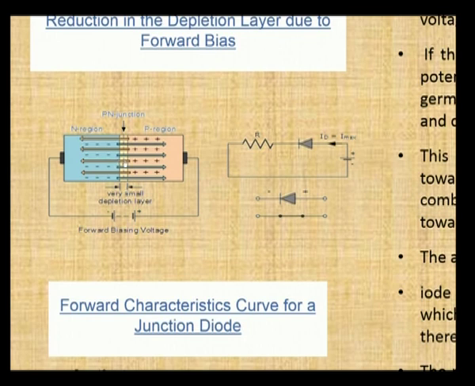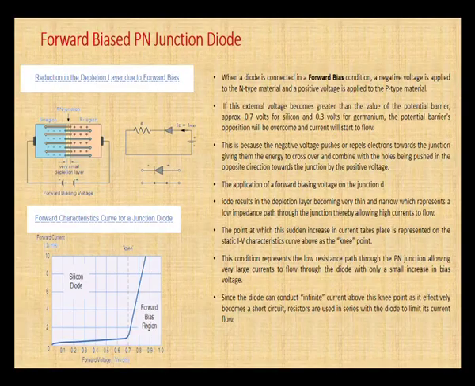Because the depletion layer becomes very small, there will be a possibility of conduction of electrons, which will cross the PN junction, and the current will flow in the circuit. The application of forward biasing voltage on the PN junction diode results in the depletion layer becoming very thin and narrow, which represents a low impedance path in the circuit.